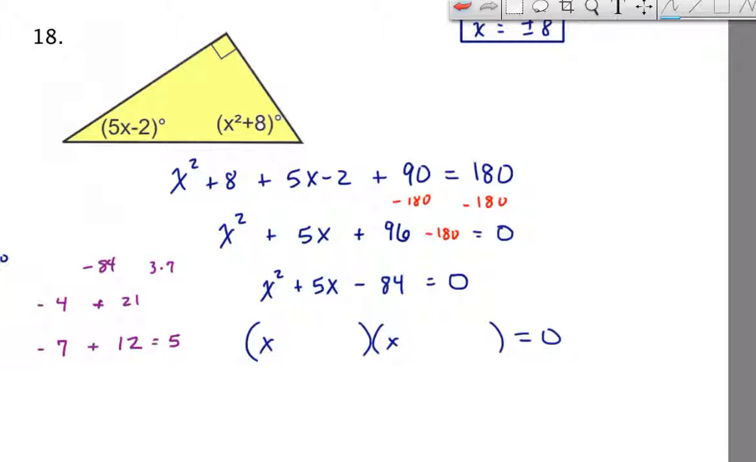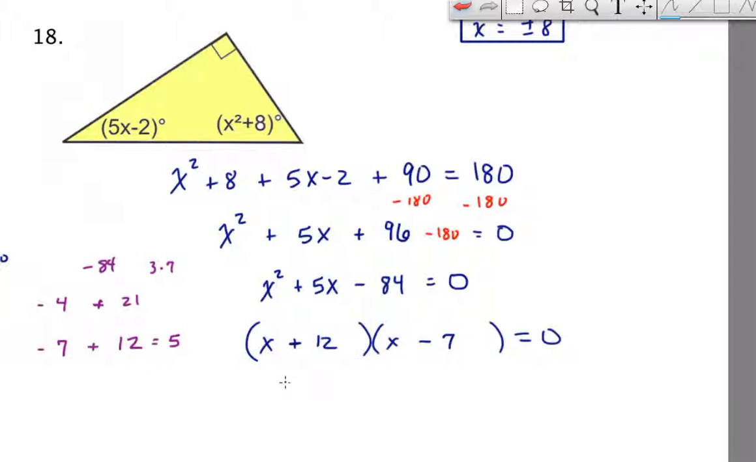So what do I write over here? x plus 12, x minus 7. So I can FOIL this to check it, right? First would be x squared, outer would be negative 7x, inner would be 12x, and those like terms would give us 5x, and then last, 12 times negative 7 is negative 84.